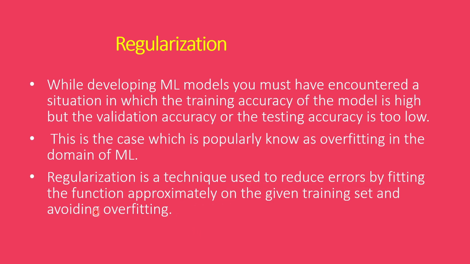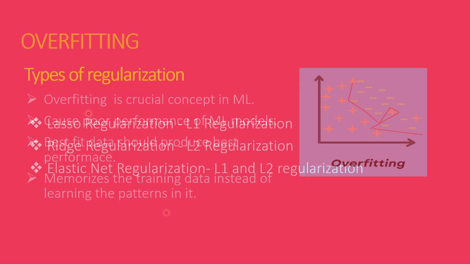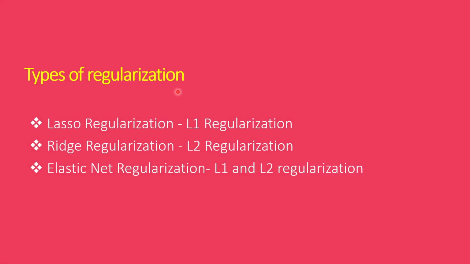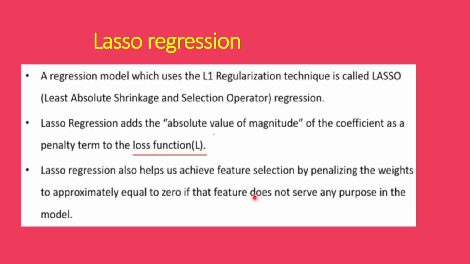Regularization is a technique used to reduce errors by fitting the function approximately on the given training set and avoiding the overfitting problem. Types of regularization. We have three types of regularization: lasso regularization, that means L1 regularization; ridge regularization, that is L2 regularization; and elastic net regularization, which is a combination of lasso regularization and ridge regularization. Let us see what lasso regularization is.